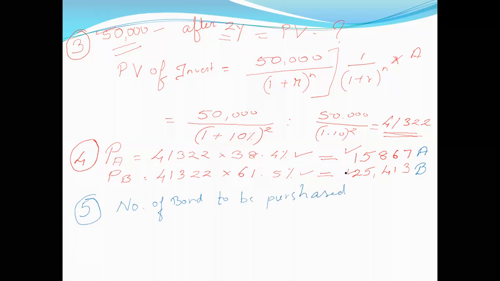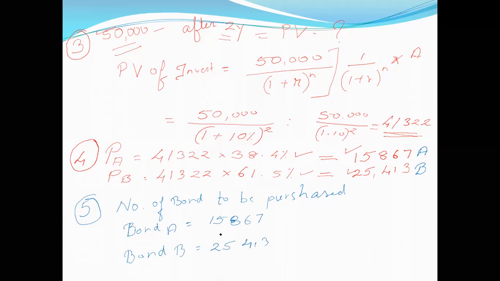How much money we have to invest in bond A? Bond A is equal to 15,867. And in bond B, how much money we are going to invest? We are going to invest 25,413. Now, how many bonds should we buy?